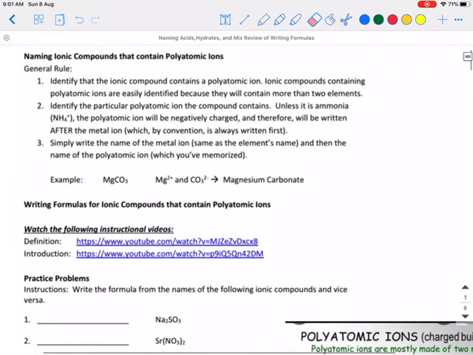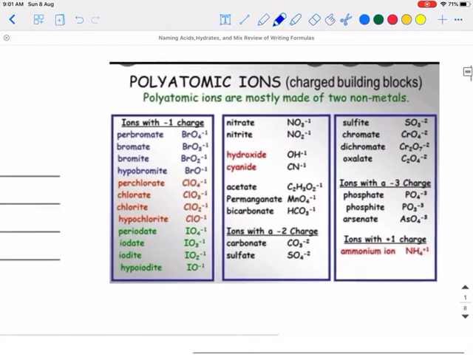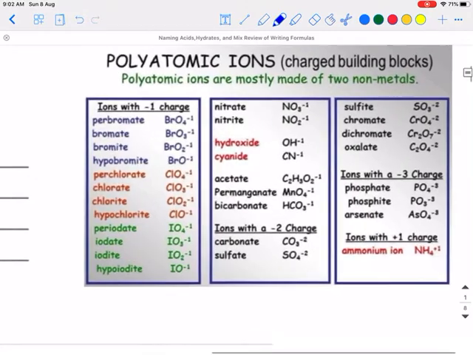Hello everyone. In this video we will learn how to name acids, hydrates, and we will do a mixed review of writing formulas. We will start by learning how to name ionic compounds that contain polyatomic ions. Polyatomic ions are a group of elements bonded together with covalent bonds, and they have a charge.